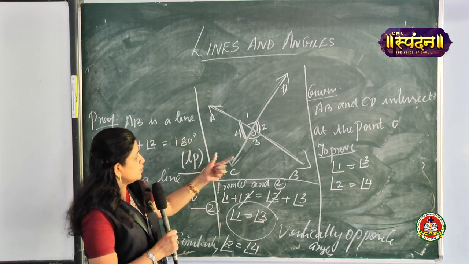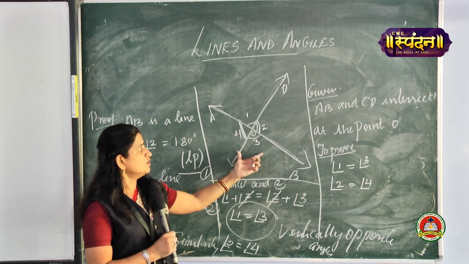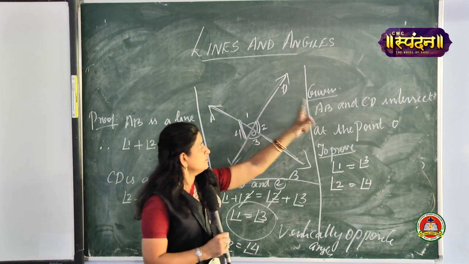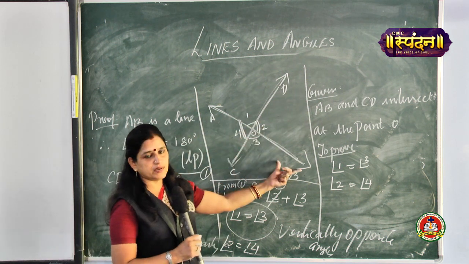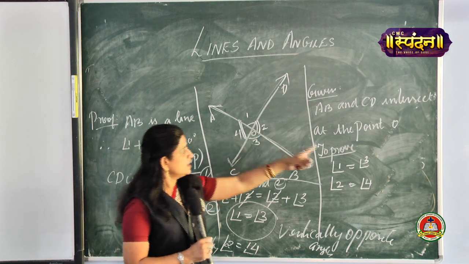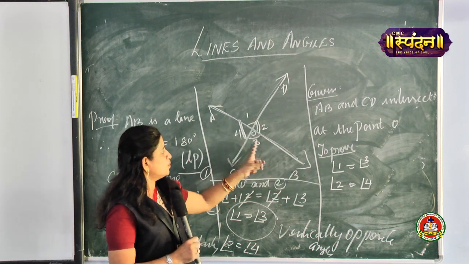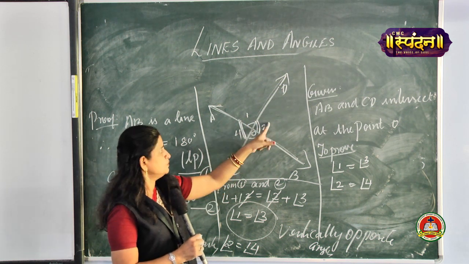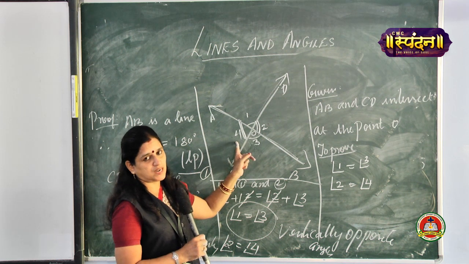So, hope you understood how to prove that vertically opposite angles are equal. Just write: Given, AB and CD are the two lines intersecting at the point O. This is what is given in the question. Next, what do you have to prove? The opposite angles: angle 1 is equal to angle 3, and angle 2 is equal to angle 4, you have to prove.